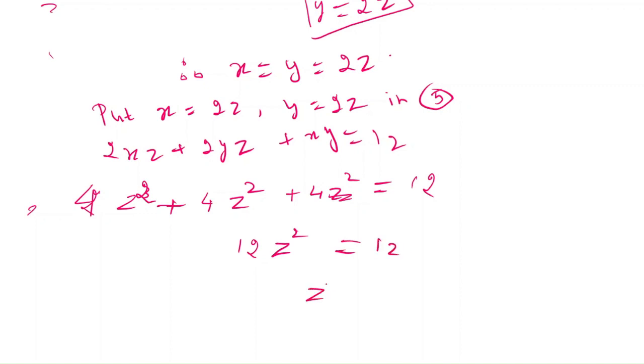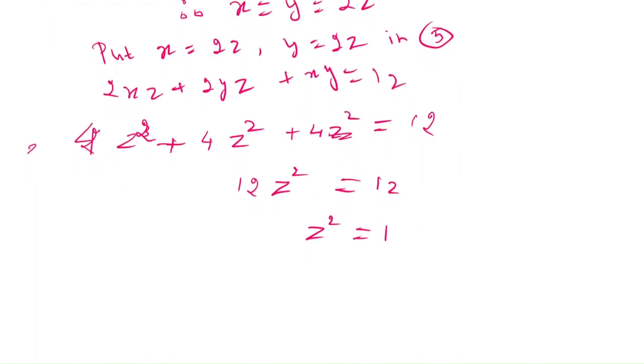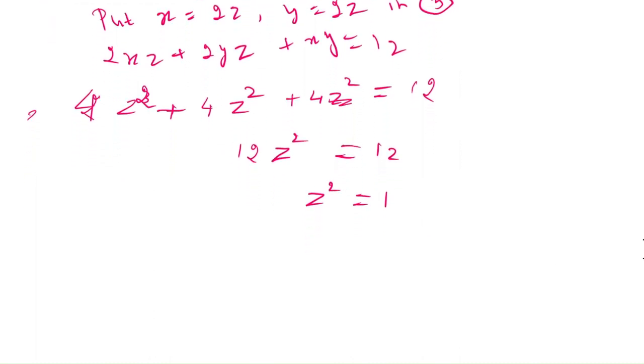So z square equal to 1. Z equals plus or minus 1, but here z cannot be negative because it is length, breadth, height. x, y, z cannot be negative. So we consider only z equal to 1, because z can't be negative. So z equal to 1.